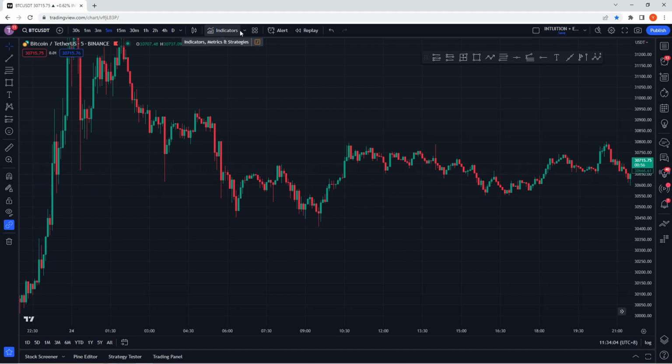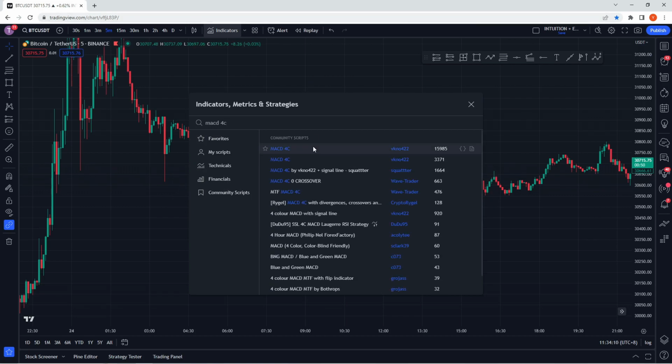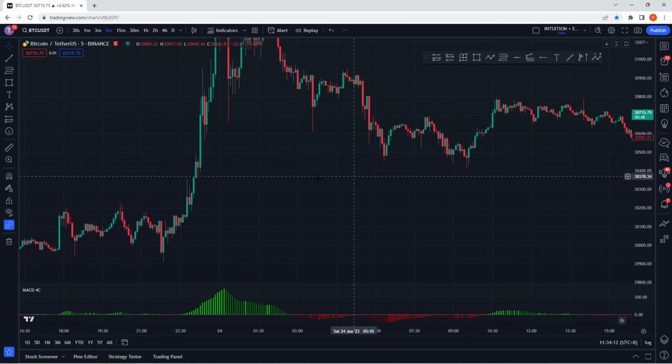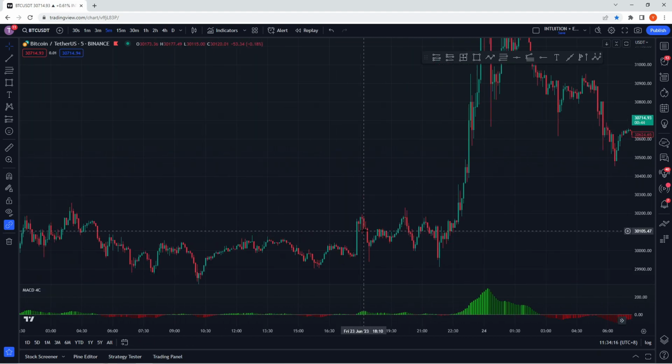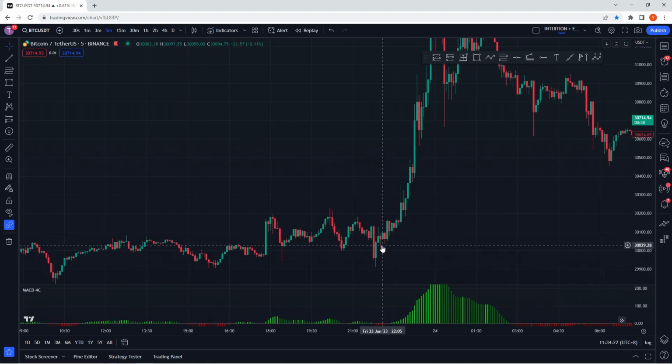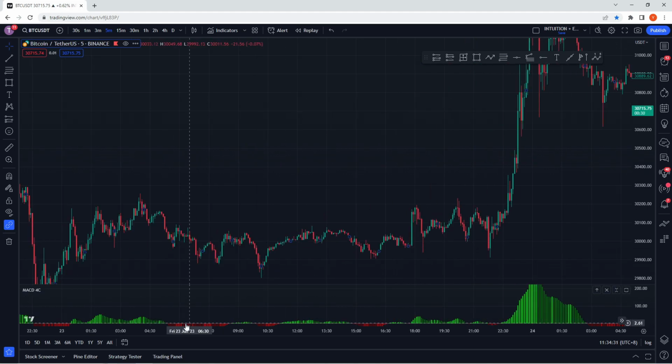So anyways, let's move on to our third and final indicator, which is the MACD 4C. So search out MACD 4C. It's by VKNO, and it basically looks like the squeeze momentum indicator. But what you want to take from this indicator is basically an improvised version of the MACD indicator itself. So what I mean by this, when you look at this, you can see that there's bright green, dark green, and there's bright red and dark red.